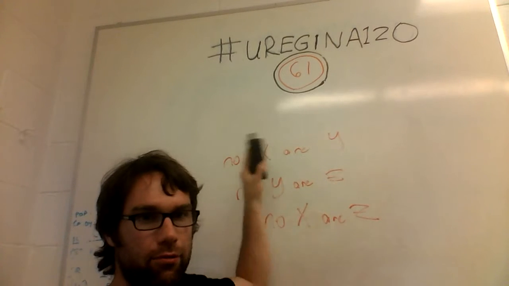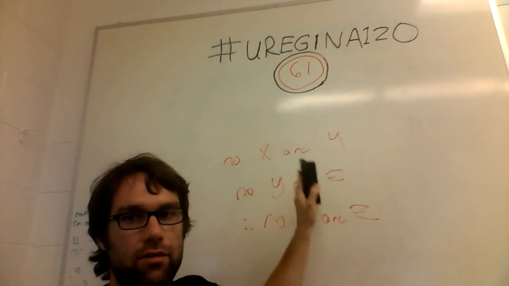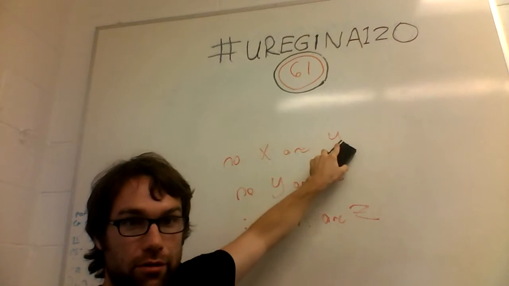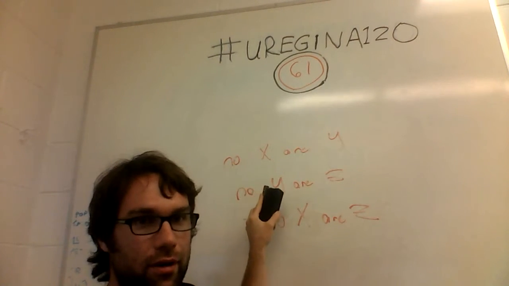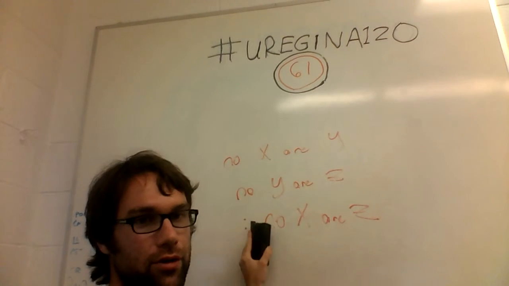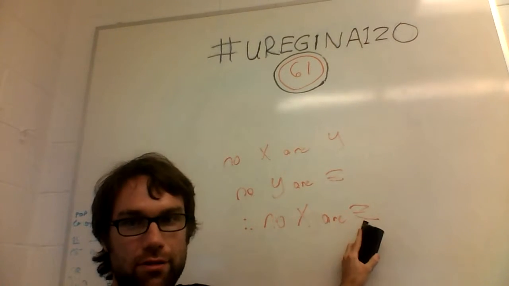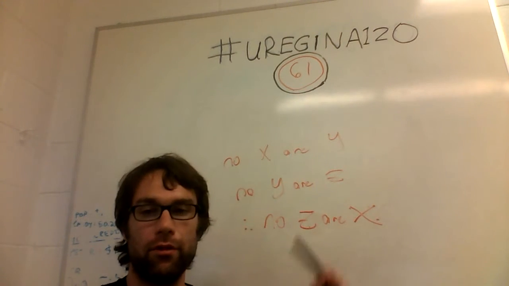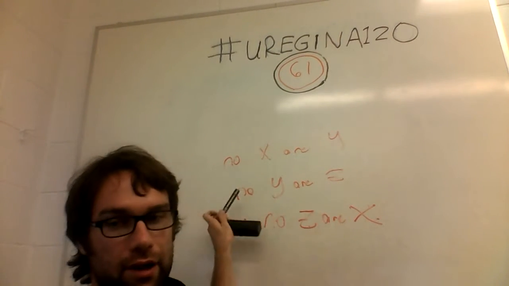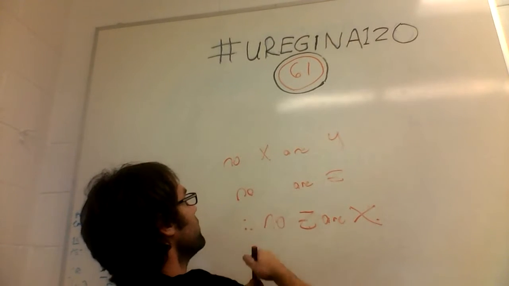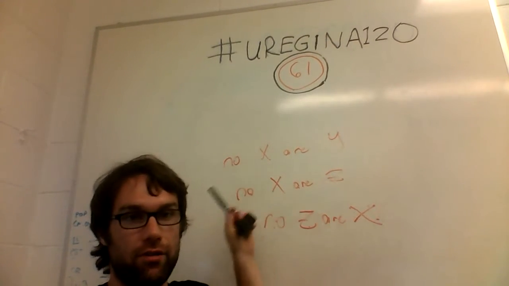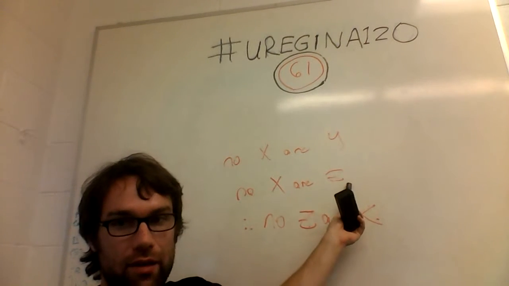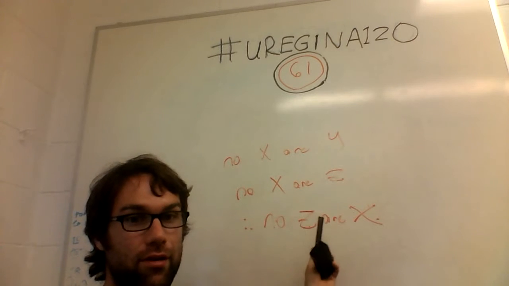So if we take the same form of argument and plug in different terms: no creation scientists are evolutionists, which is true. No evolutionists are convinced by evidence, which is false. Therefore, no one who's convinced by evidence is a creation scientist. In fact, let's even replace this evolutionist in the example with creation scientists. So, no creation scientist is an evolutionist. No creation scientist is convinced by evidence. Therefore, no one who is convinced by evidence is a creation scientist.